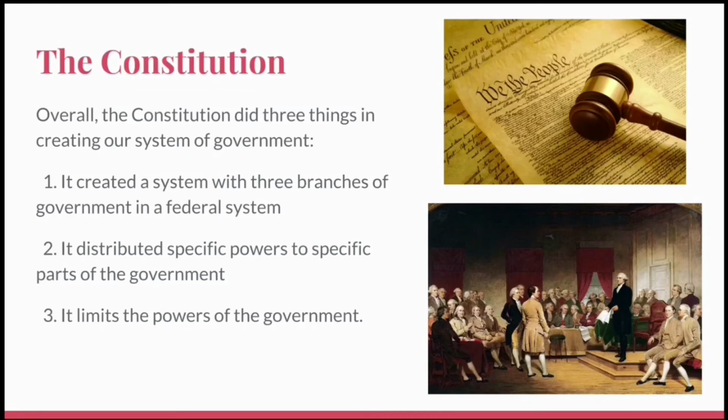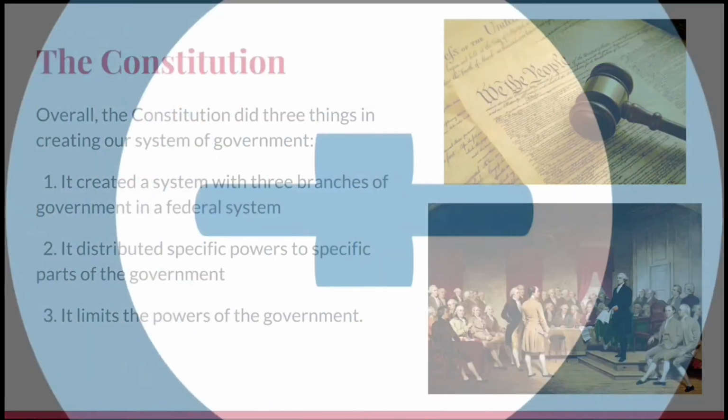Overall, the Constitution did 3 things in creating our system of government. It created the 3 branches in a federal system, it distributed powers to specific parts of the government, and it limits the powers of the government. This document is so important because it details essentially every part of our government, what powers are where, and who does what. Without the Constitution, we would not have a government.